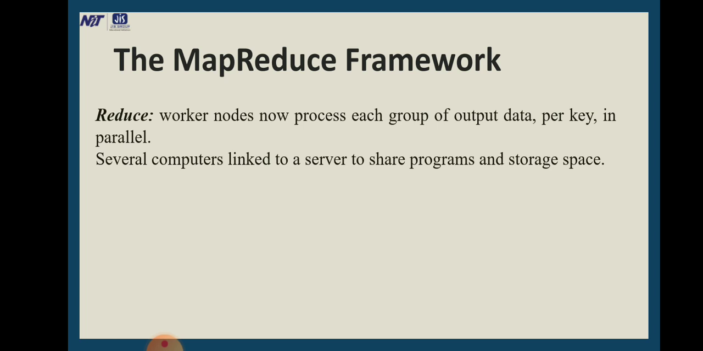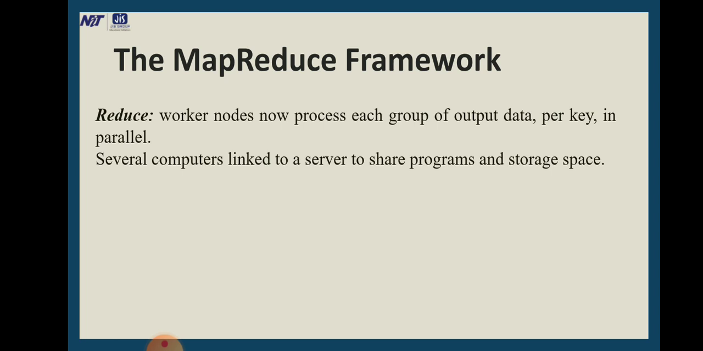Third step is reduce. Worker nodes now process each group of output data per key in parallel. MapReduce allows for the distributed processing of map and reduction operations. Maps can be performed in parallel provided that each mapping operation is independent of the others.